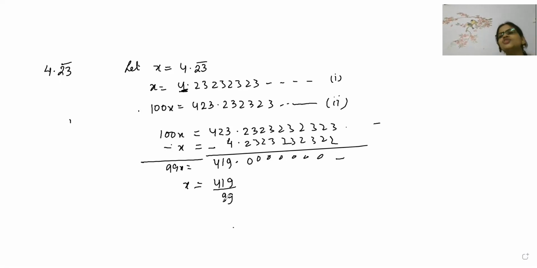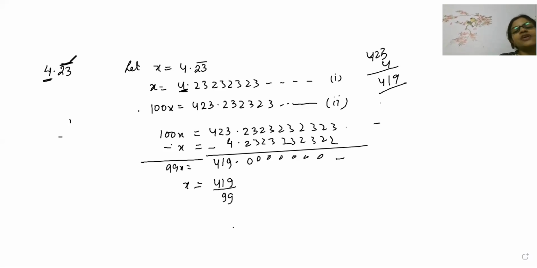Correct. Then what is the shortcut method? Shortcut method, I am telling you, 423 minus 4. 419. Decimal is having, sorry, bar is having how many digits? 2. So 99.